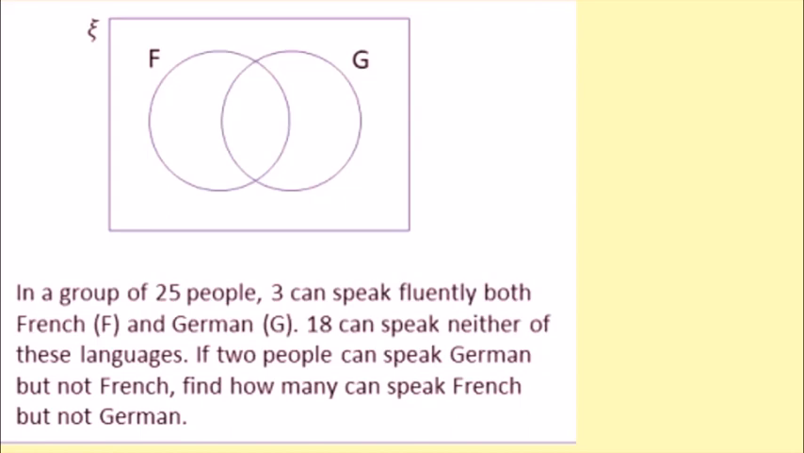You can see French is represented by the circle F, German is represented by the circle G. 18 can speak neither of these languages, so that would be on the outside of the Venn diagram. If 2 people can speak German but not French, find out how many can speak French but not German. So first of all, put that information into the Venn diagram. Once you've got that information in the Venn diagram, you'll be able to answer that question. So give yourself 5 minutes, press pause, and then we'll go through it.